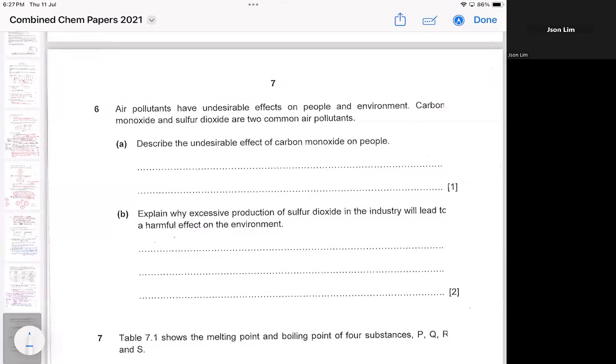So we should remember carbon monoxide as the gas that's formed from incomplete combustion. No need to mention that here, the question only asks us the effects. So this carbon monoxide we know is from incomplete combustion of fossil fuel. In this case, carbon monoxide will form a stable compound with hemoglobin in the blood.